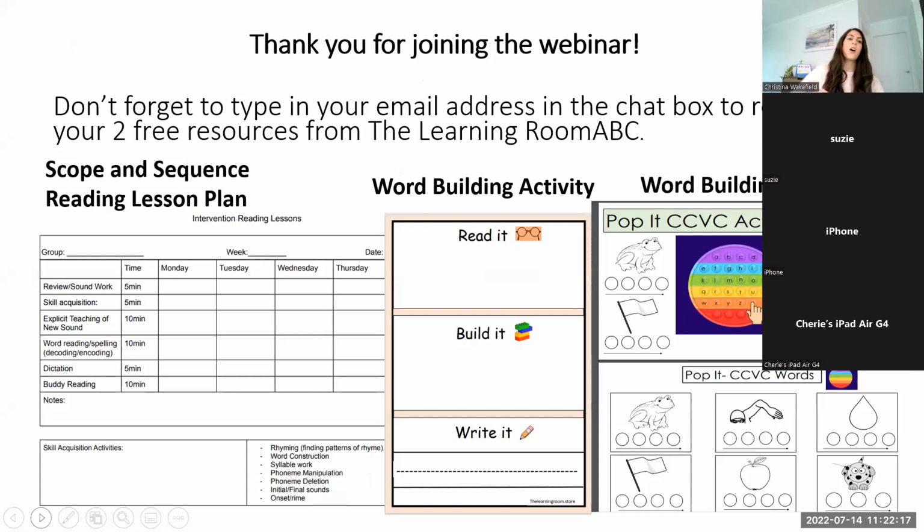Okay, so these are the free resources that you will be getting. And again, there are some more free resources on the website. So we're going to give you the intervention reading lesson plan, then a puppet activity and your word building activity. And the scope and sequence reading lesson plan is quite nice because it gives you a scope on how to teach the correct way and the correct order to use, and what activities and words you could use so that they can do them in their independent literacy centers.